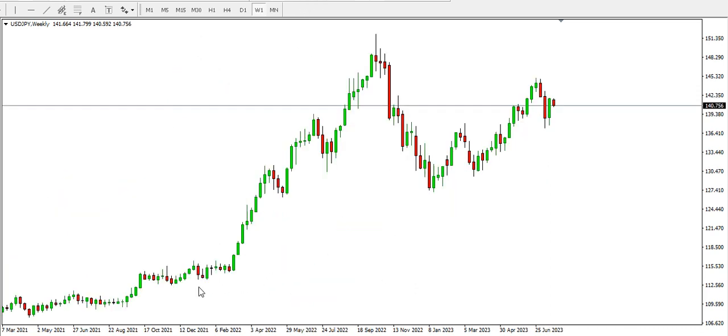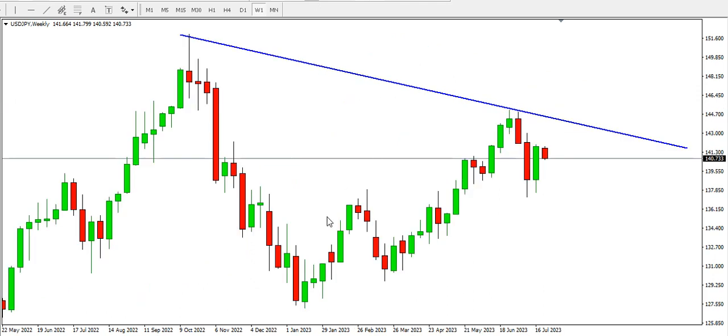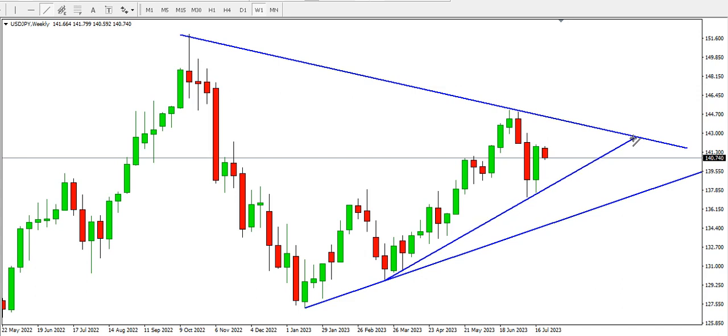What do we have? Price has been bullish, and then we see price drop a bit. Okay, we can see a drop. Looking at the drop, we have this descending trend line. We also have another trend line here, an ascending trend line, and we also have this ascending trend line.